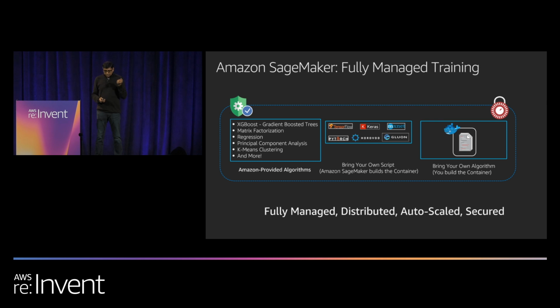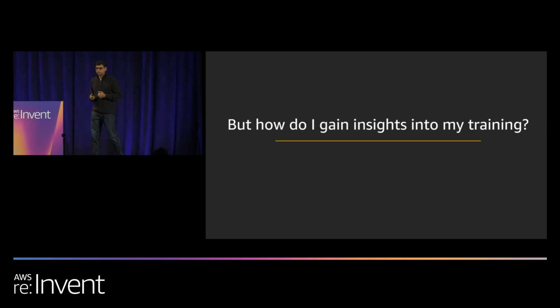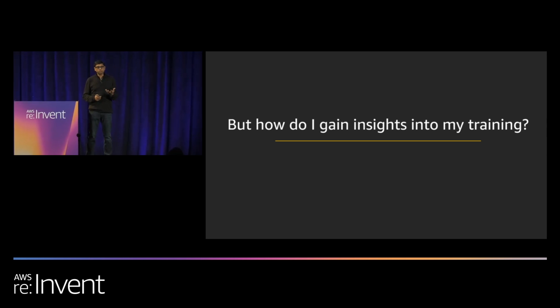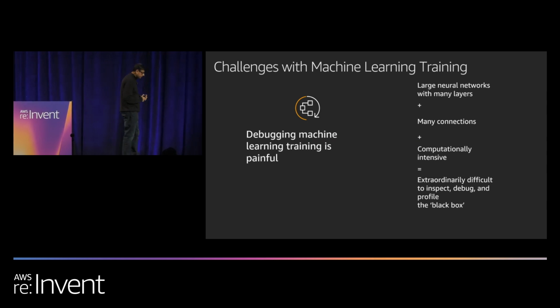Now, this is all good, but when you are doing training, what we are hearing from customers is that it's like a black box. How do I get more insight into my training? What happens? Let's say I'm using a multiple layer convolutional neural network. Let's say I have 10 layers, and I want to know how each of these different layers is behaving. That has been a challenging task. So let's talk about what challenges people have been facing and customers have been telling us.